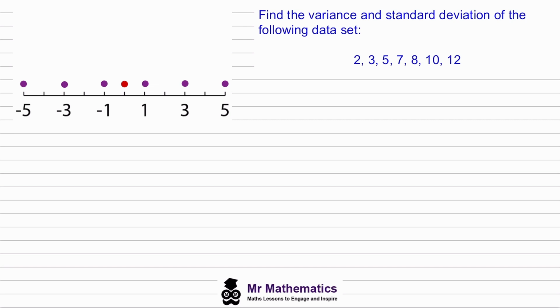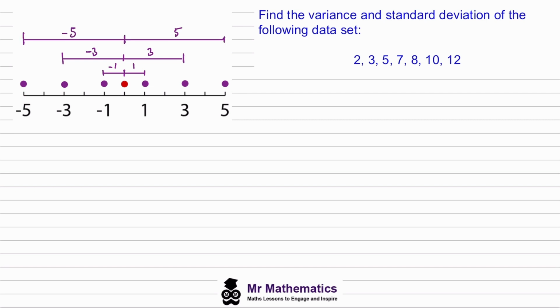So to work out the average distance of each of these purple points from this red one, you can see this point has a distance of 1, and so does this point, but this one is -1. And this point will have a distance of 3, and this one -3. And each of these points will have a distance of 5.